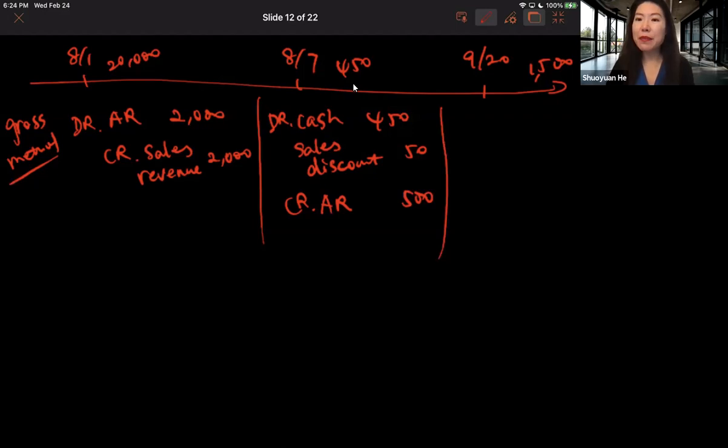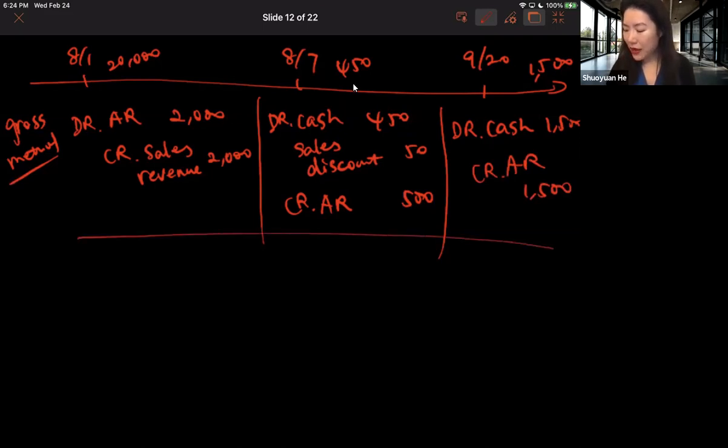And then on September 20th, I received the rest, 1,500. So I debit cash 1,500 and credit accounts receivable for 1,500. So this is the gross method.